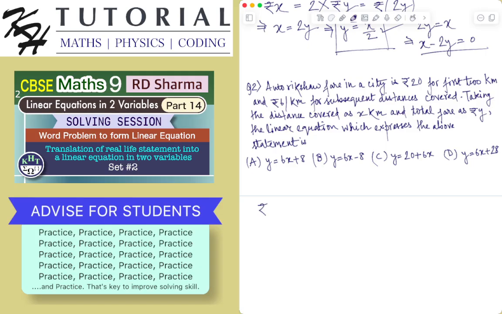Okay, let's see how we compute the total fare in traveling x kilometers. So the total fare is given to be rupees y. So rupees y will be equal to, we know that for the first 2 kilometers traveled the auto rickshaw charges rupees 20. So rupees 20 plus, if x is the total distance traveled, what will be the extra distance traveled apart from the first 2 kilometers? It will obviously be x minus 2.